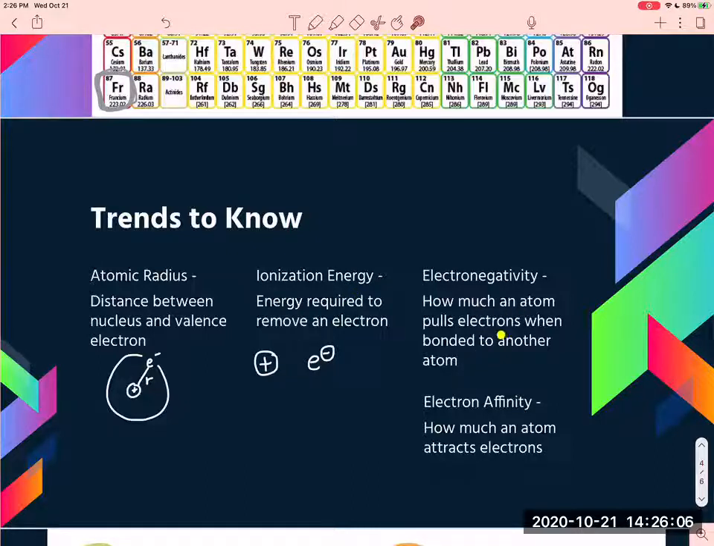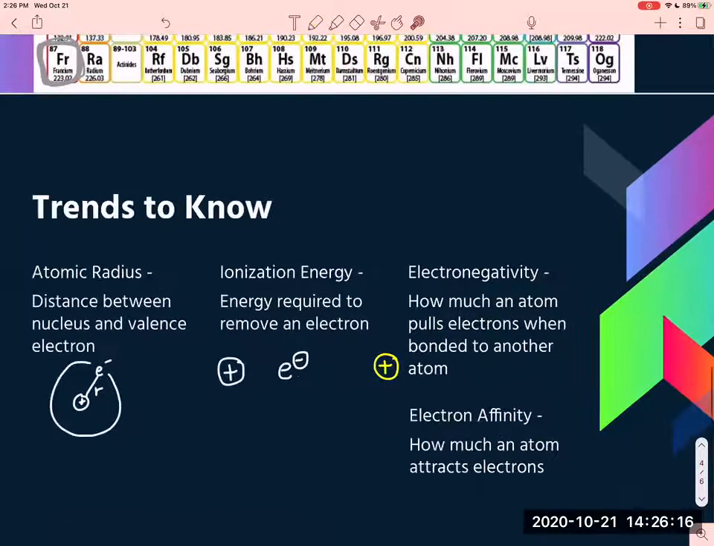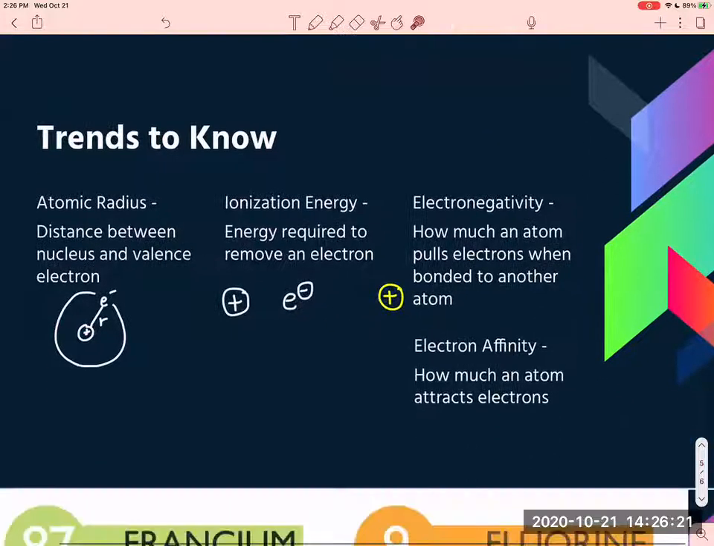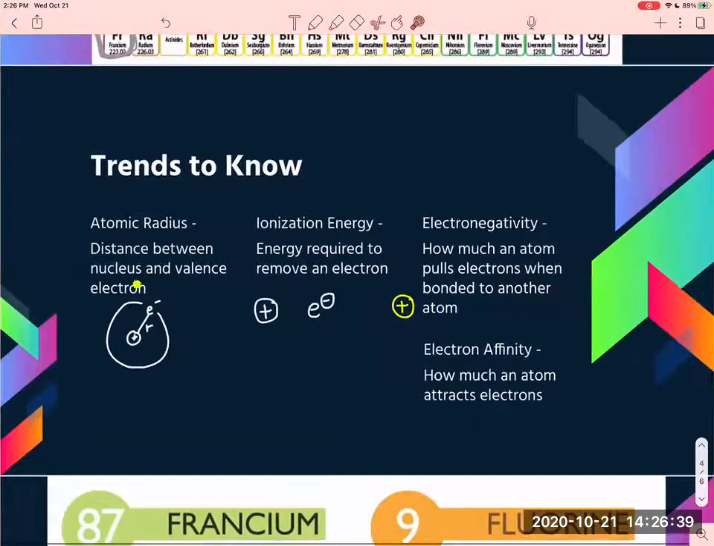Electronegativity is how much an atom pulls other atoms' electrons. So if this is my nucleus, it's how much I pull your electron if we're in a bond. That would be the electronegativity. And then electron affinity is much more complicated than this, which you'll learn about later on in your chemistry career. But for right now, it's just how much an atom attracts electrons, how much it wants an electron. So electron affinity is that. But I'm really going to focus on these 3 for any quizzes or exams.